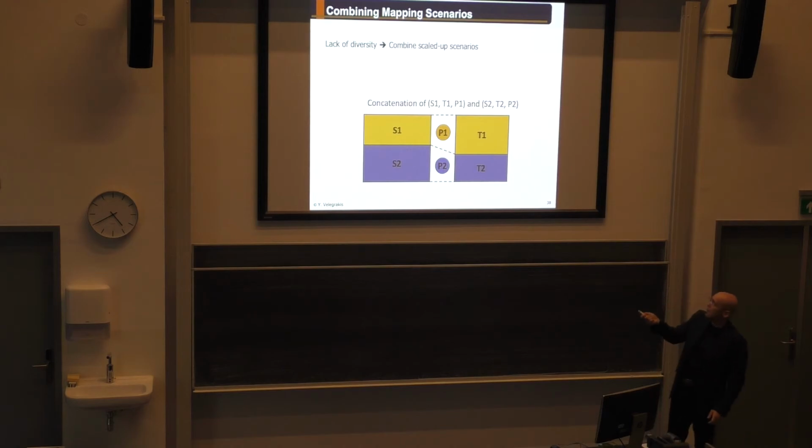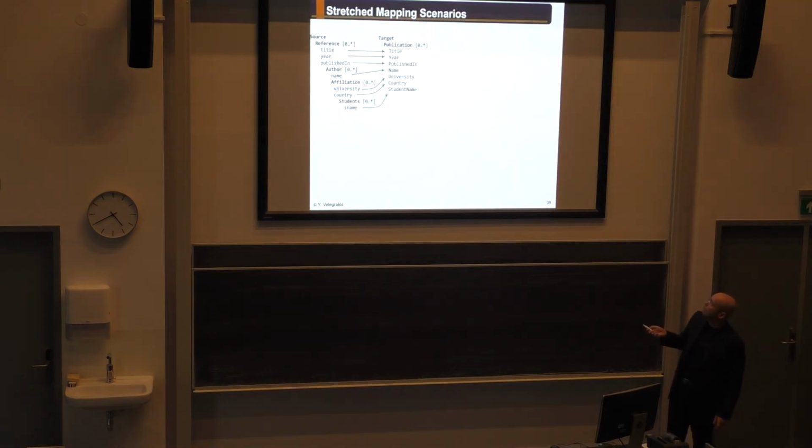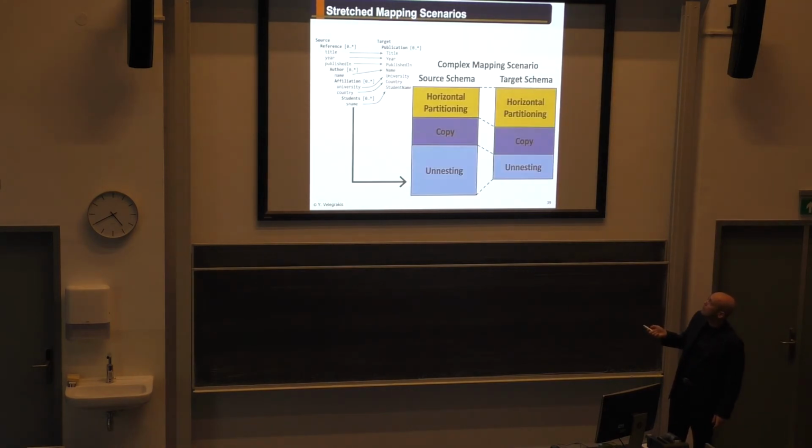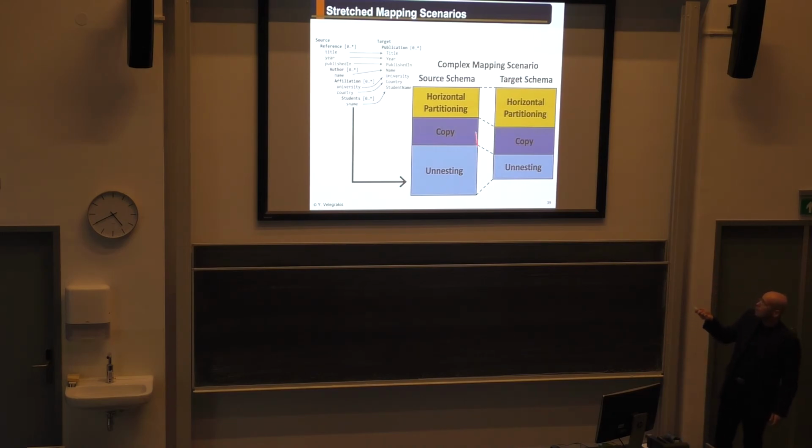So now you have a whole schema: this is the source schema, this is the target schema, and you can identify the different parts. This is a copying, this is a, here I have, I think, a better example. Here. So you see, here we have a schema where the first part is horizontally partitioned in this.